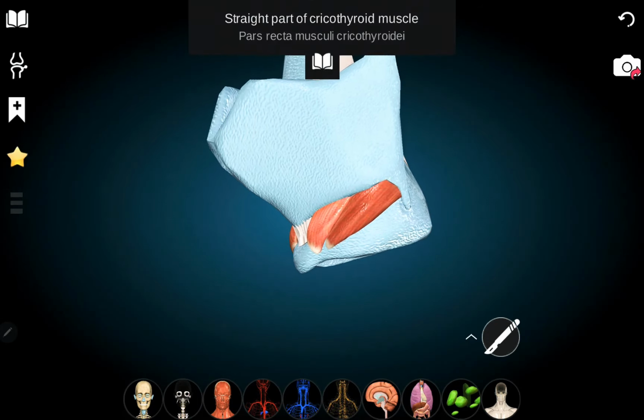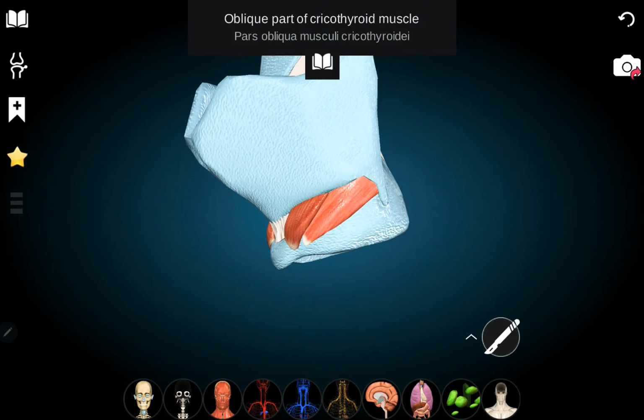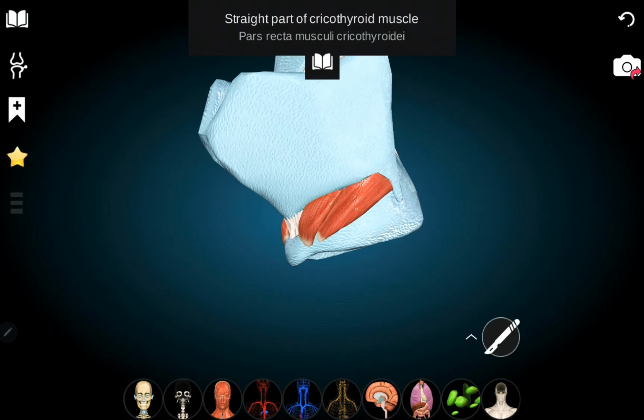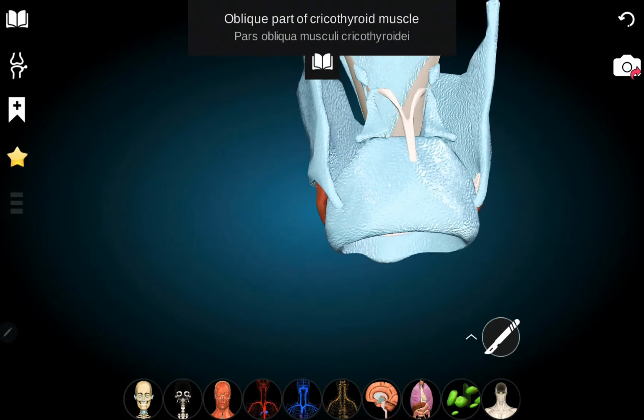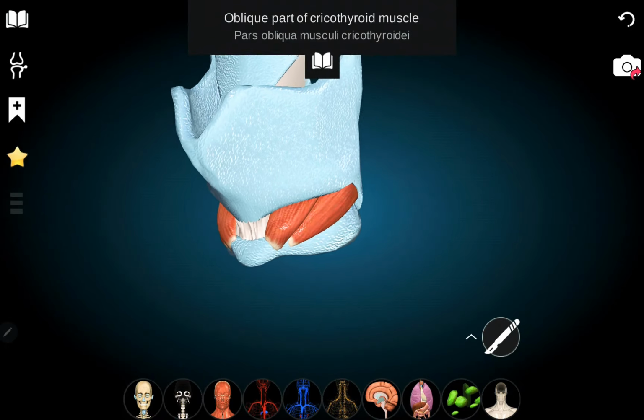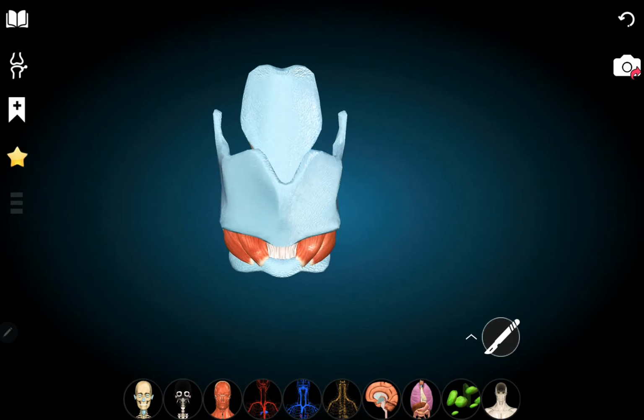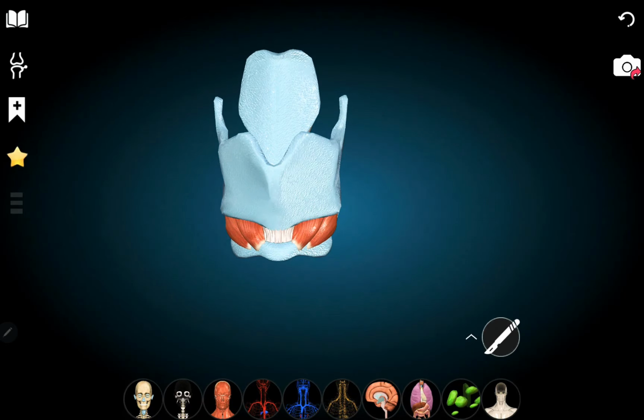See, this is the cricothyroid muscle. It has got two parts: this is the straight part and this is the oblique part of the cricothyroid. So the straight fibers as well as the oblique fibers of this cricothyroid muscle. And we have also studied that the cricothyroid muscle is the one responsible for high pitch voice in females.